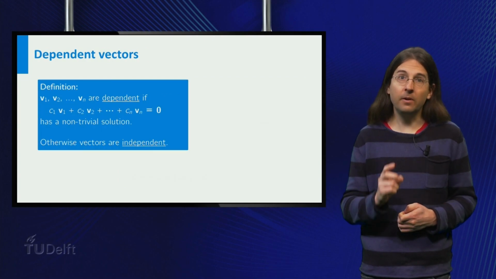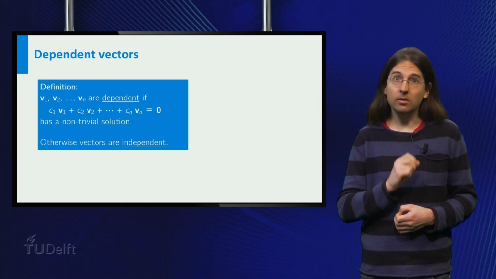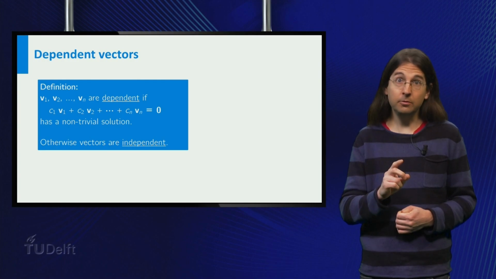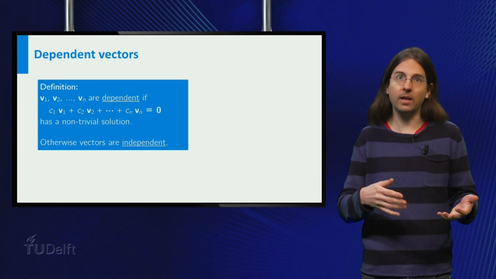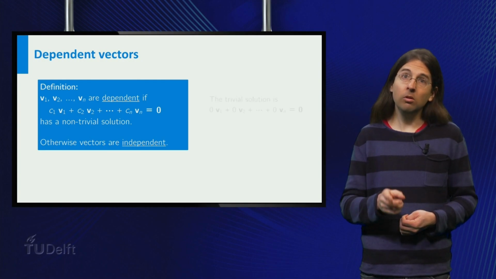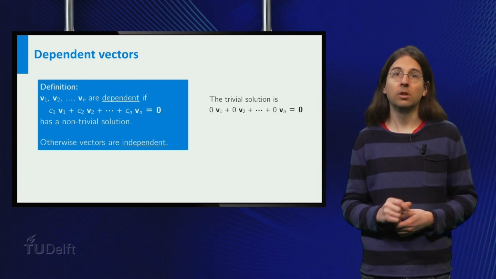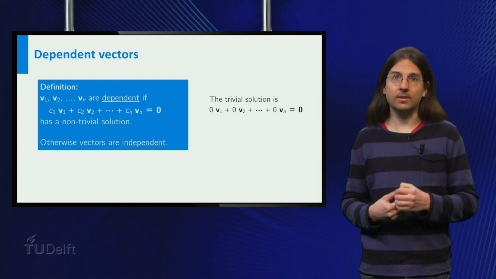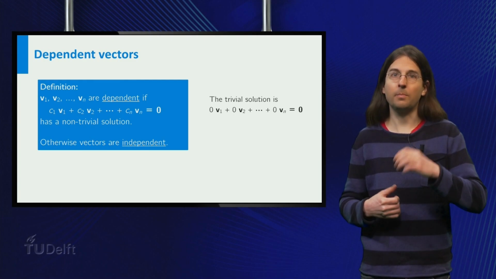Therefore, we define linear dependence as follows. A set of vectors is linearly dependent if there exists a non-trivial solution to c1 v1 plus etc. plus cn vn equals the 0 vector. Recall that a trivial solution is a solution where all the ci equal 0, which always exists. If there does not exist such a non-trivial solution, the vectors are called independent.